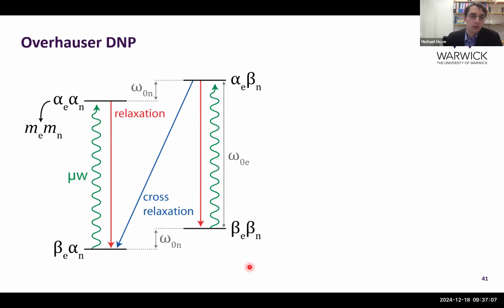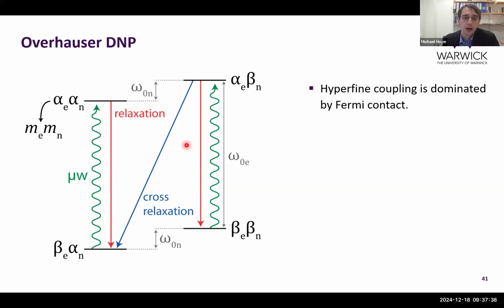Okay, so how does DNP of metals work? Well, this is an example of Overhauser DNP, named after that original Overhauser paper. So now instead of driving the zero quantum or the double quantum transitions with microwaves, we drive the single quantum electron transitions, shown in green. So most of those electrons will relax by a single quantum relaxation, these red lines, but we can also get cross relaxation with a nuclear spin.